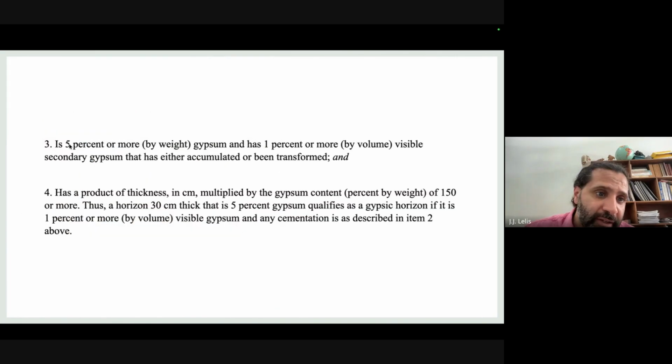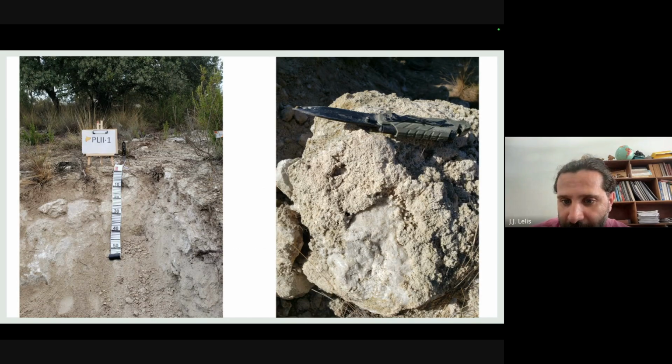And I need to find at least 5% or more of gypsum by weight, and 1% or more by volume of visible secondary gypsum, like the crystals, as I'm showing you here. These are secondary crystals of gypsum. Or some spots like this, you can see, they also are secondary gypsum. So you see some spots of whitish color.